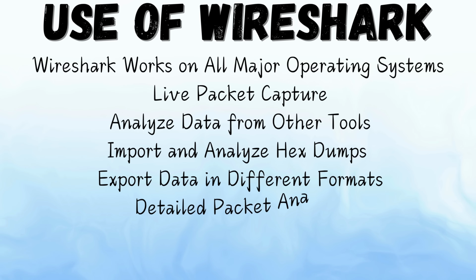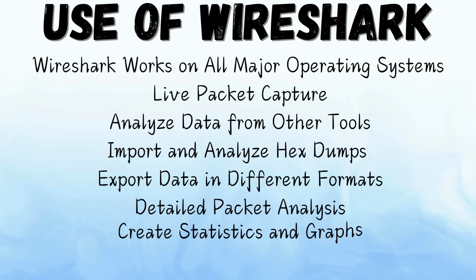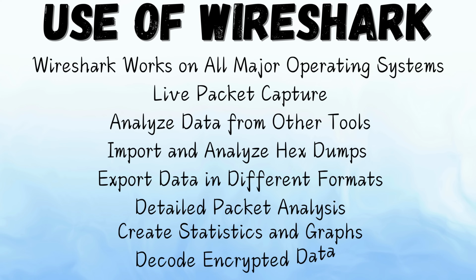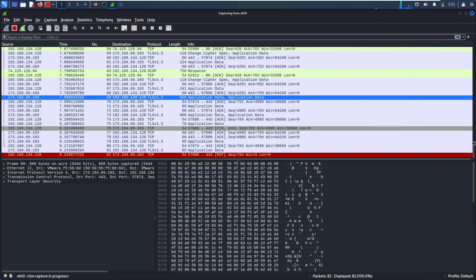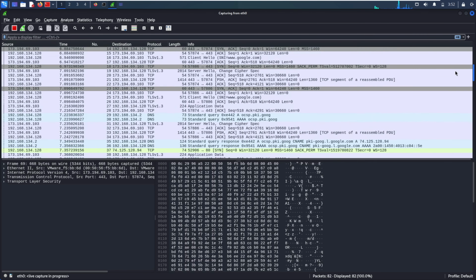Detailed packet analysis. Wireshark can show you detailed protocol information, filter packets, colorize data, and even search for specific packets. Create statistics and graphs. It's not just about capturing data. Wireshark can also create graphs and stats based on the captured packets. Decode encrypted data. It can decode encrypted data if you have all the necessary information. And that's just scratching the surface. Wireshark is a powerful tool with a lot of features that can help you unravel the mysteries of network traffic.